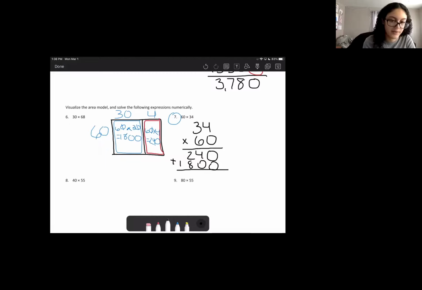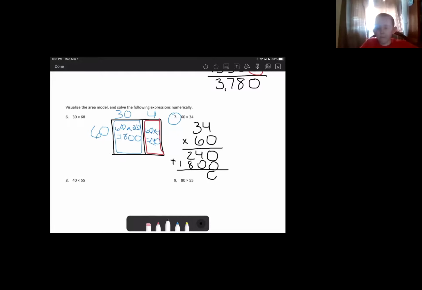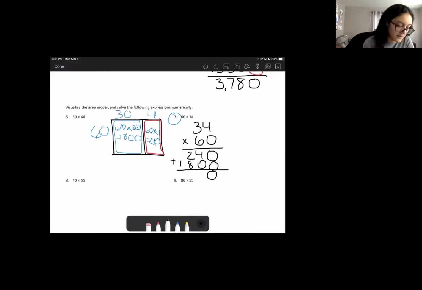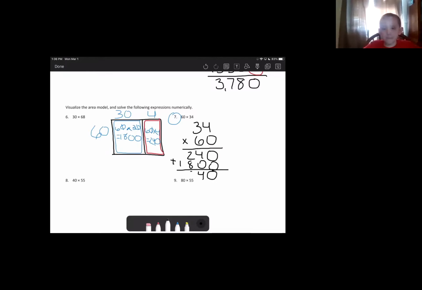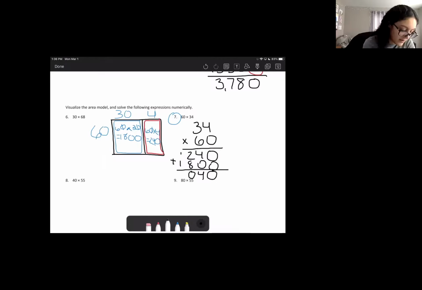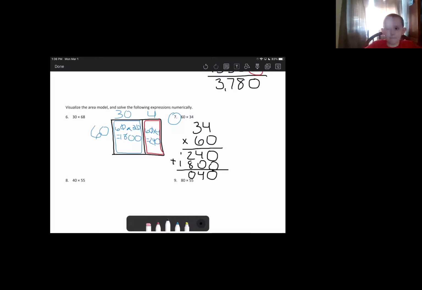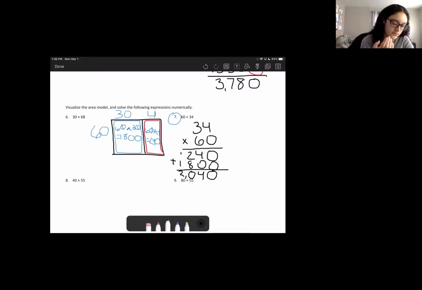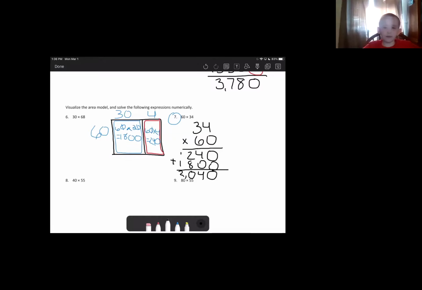I'm going to do 0 plus 0 first. 0 plus 0 equals 0. Right, and then I'm going to do 4 plus 0. 4. And then 2 plus 8. 10. So I'm going to write a 0 here and carry my 1 over. And then now I have 1 plus 1, and 2. What's my final answer, Tyler? 2,040. Right, 2,040.